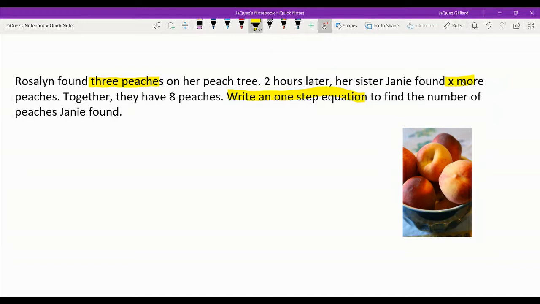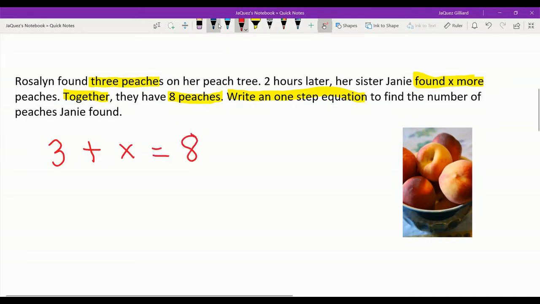Now I like how this problem gives you a variable. You won't always have the variable given to you. Sometimes you might have to make up your own variable, but in this case they gave it to you. Okay, and then it says together, which means you want to add it, and equal, they have 8 peaches altogether. Okay, so let's set this problem up right now. So if Rosalind found 3 peaches, we're going to write 3, and then Janie found X more, you do plus X, and because they have 8 together, it's equal 8.